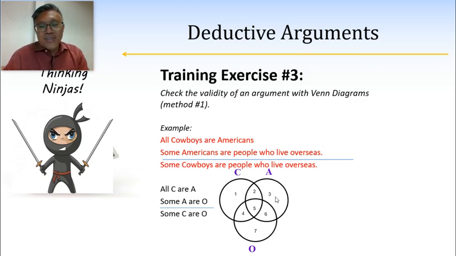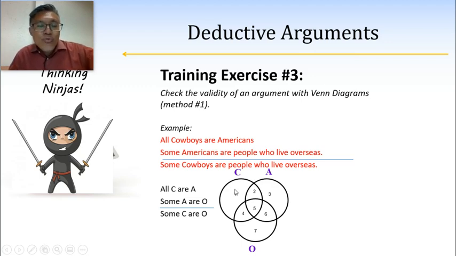Okay, so first thing, we take a look at the first premise. All C are A. Hopefully from our previous lecture we can draw this. So here is our C. Here is our A's. To say all C's are A's means that there are no C's that are not A's, right? The only C's that exist, the only Cowboys that exist, are the ones that are Americans.